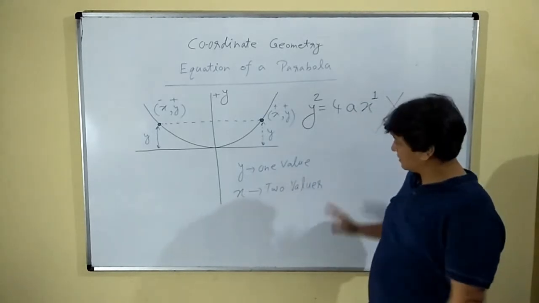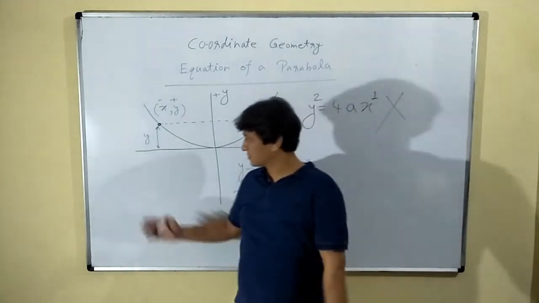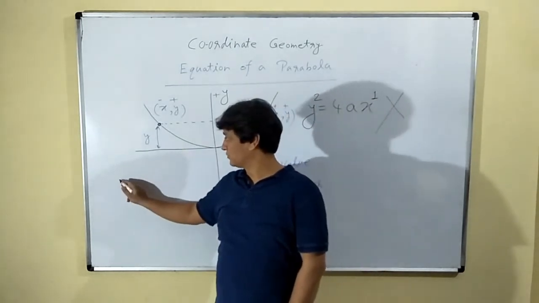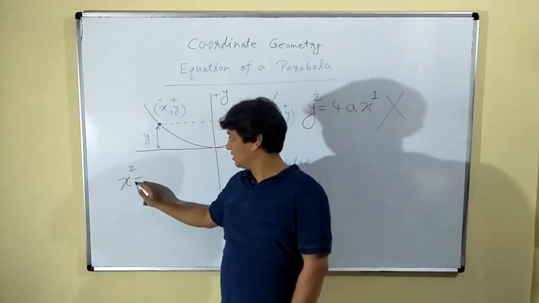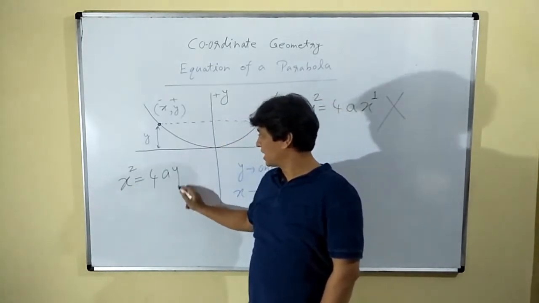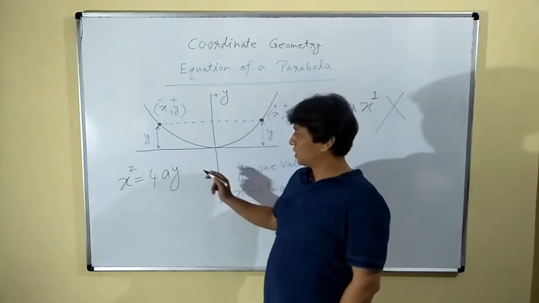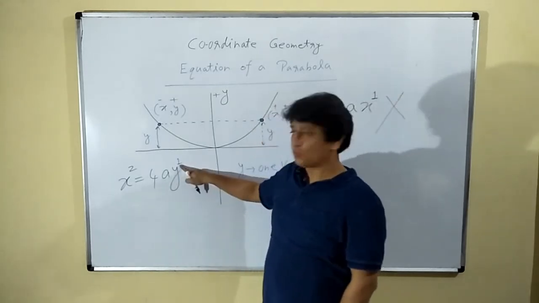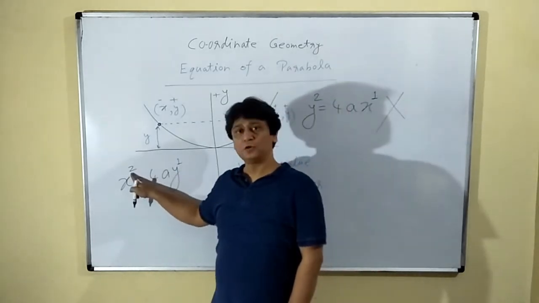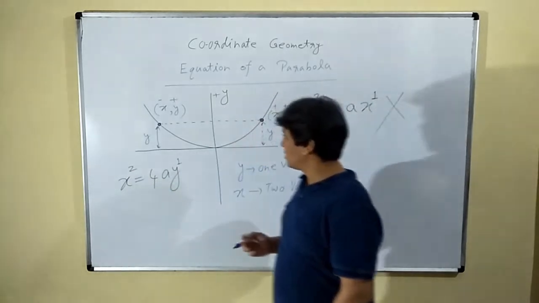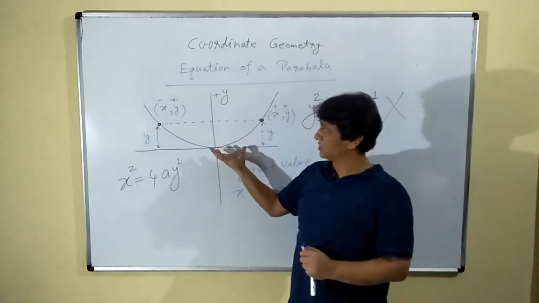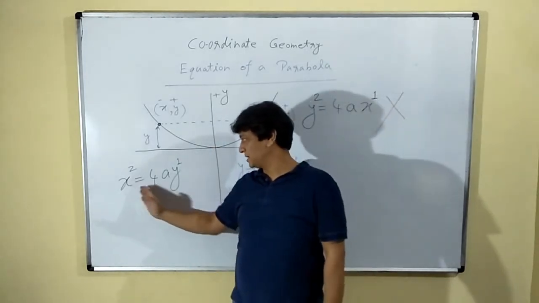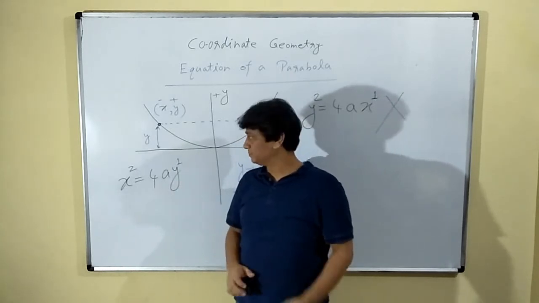And how do you take this point in consideration? Look here. If you write equation of this parabola in this form, x square equals to 4ay, then what does it tell us? For one value of y, you will get two values of x. So when a parabola opens like this towards positive y-axis, its equation is given by x square equals to 4ay.